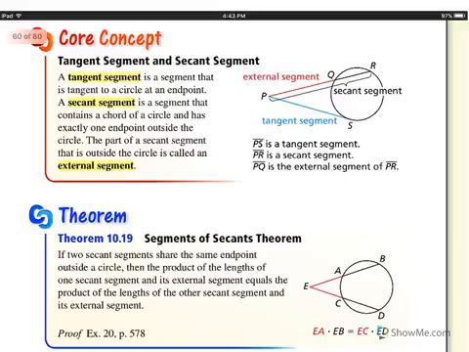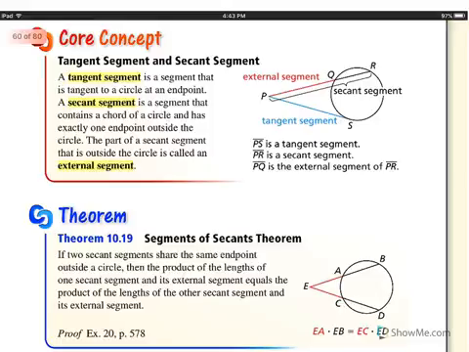Alright, now we're going to move on to a different equation. We're going to have our tangent segment and our secant segment. When you have a secant, that means it goes all the way through your circle. If you look at PQ, that's the external segment. It's on the outside of my circle, and then I have QR, which is on the inside of my circle, and then we have a tangent segment, which touches my circle at this one point.